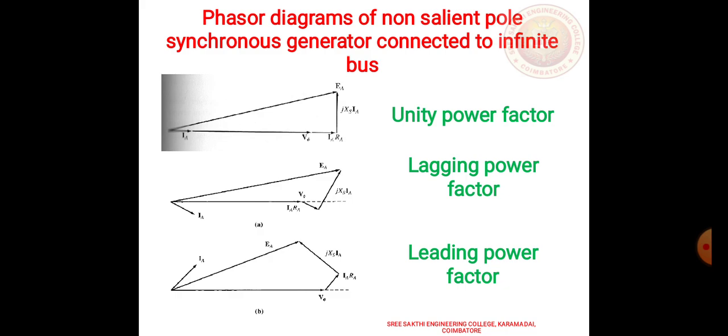Phasor diagram of non-salient pole synchronous generator connected to infinite bus. Phasor diagram was drawn for three conditions, that is under unity power factor load, lagging power factor load and leading power factor load. In unity power factor load, if we take voltage as reference, armature current IA was in phase. And in lagging power factor load, armature current IA lags the reference voltage V by some angle phi. And in leading power factor load, armature current I leads voltage V by an angle phi. And from this, resistance and reactance drop was drawn to obtain resultant EMF capital E.